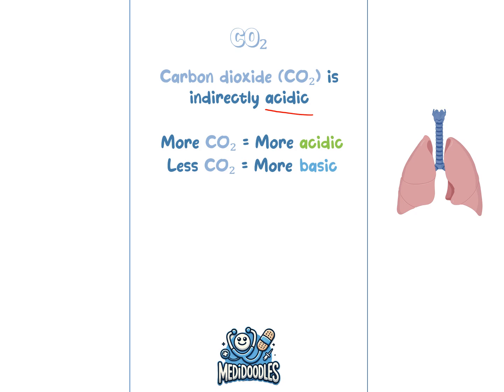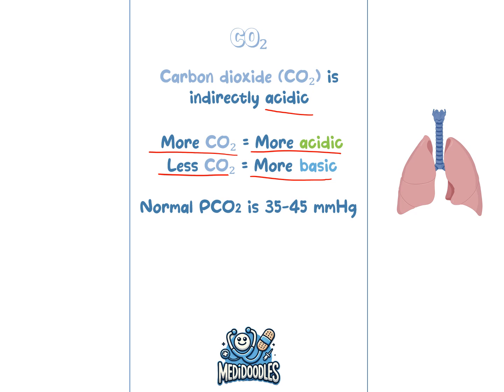Now for carbon dioxide, it's quite the opposite. So you can think of carbon dioxide as acidic, okay? So more carbon dioxide, more acidic, less carbon dioxide, more basic or less acidic. The normal values of carbon dioxide is between 35 to 45.